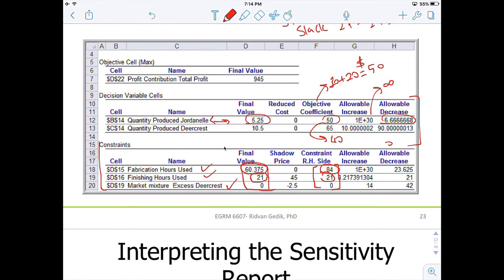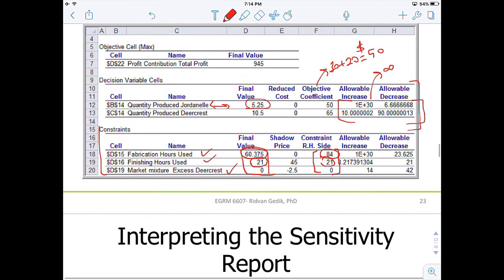So these values are very useful from the managerial perspective. These values are actually the key. So it basically gives you what happens for the worst case and for the best case. Okay.